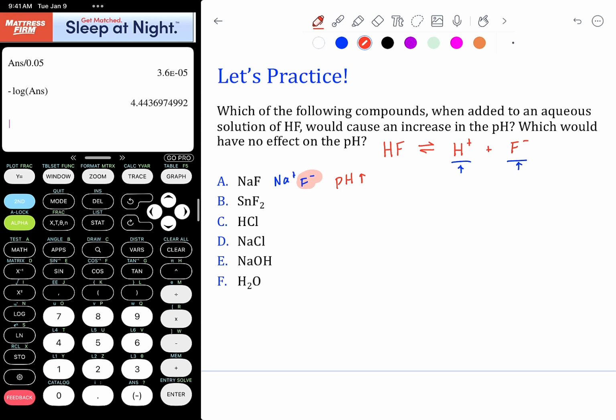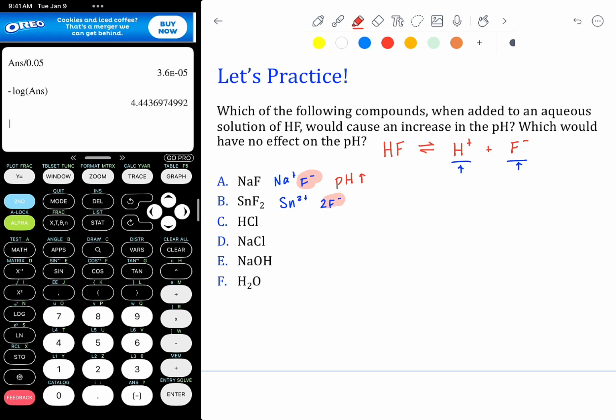Next, we have tin fluoride, SnF2. Again, we would have Sn2 plus and 2 F minuses. Okay. We still have that F minus in there, that fluoride ion is still there, which is in common with our reaction. Therefore, this would also see an increase in the pH if we were to add it.